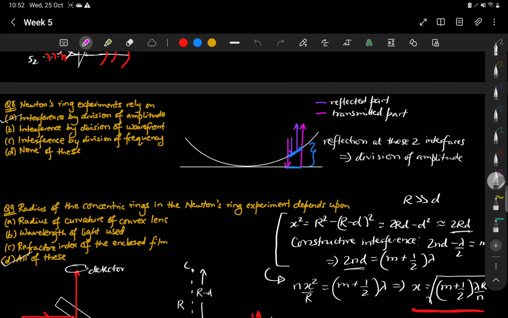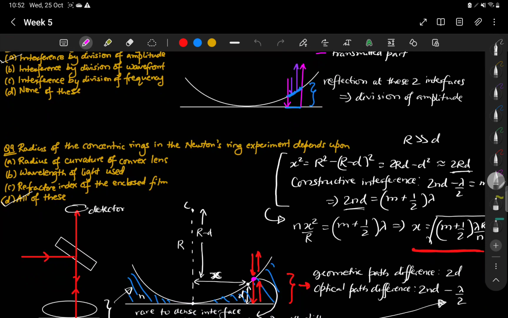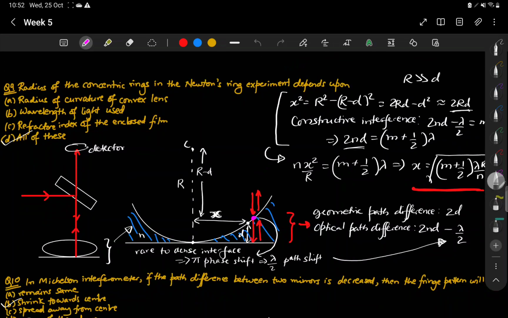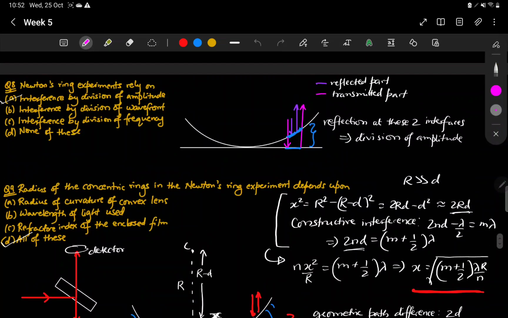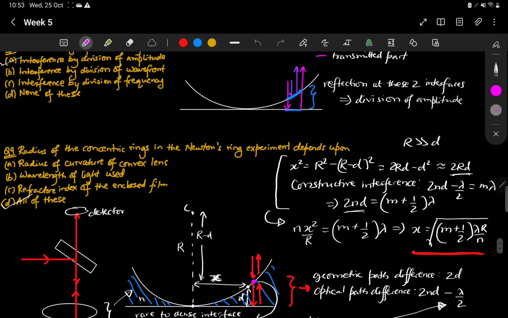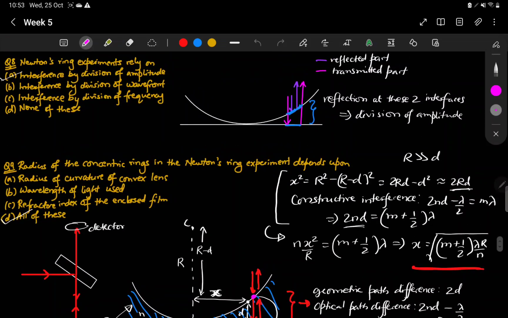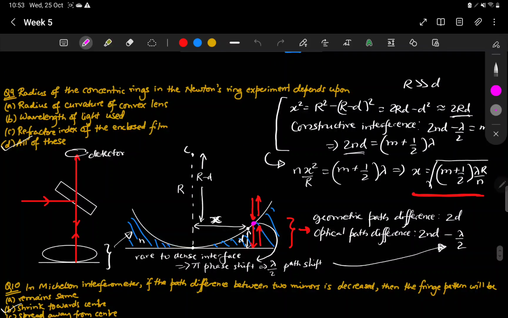The radius of the rings in the Newton's ring experiment depends upon the radius of curvature of the convex lens, the wavelength of light, and the refractive index of the enclosed film. And here we have derived the expression. So here is the expression where x is the radius of the ring, and we see it depends on lambda, capital R and n, and m is the order of the bright fringe.